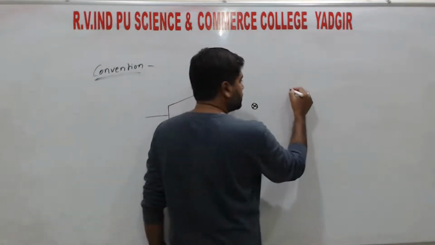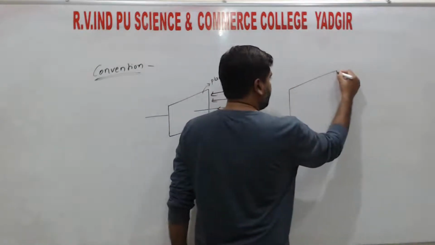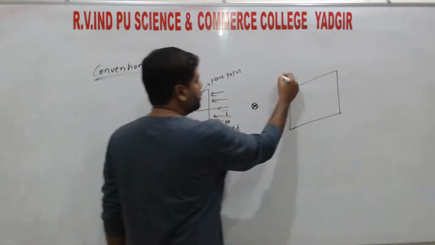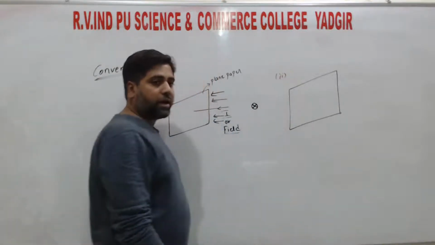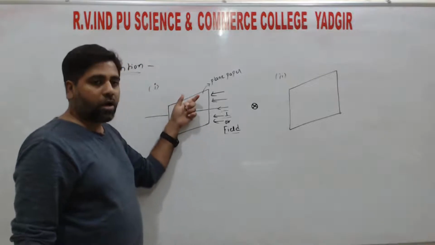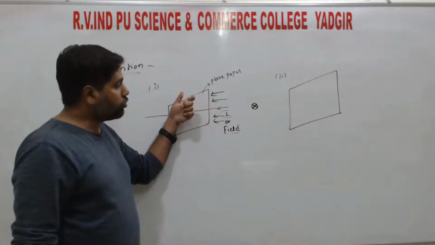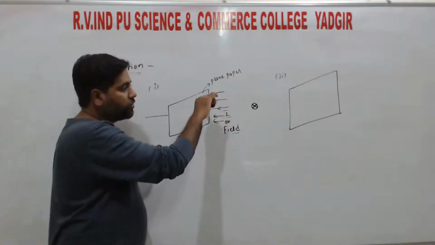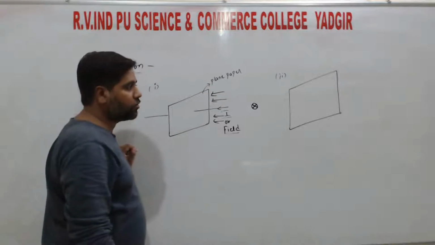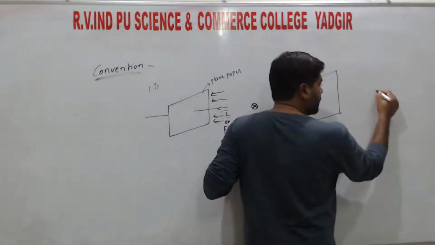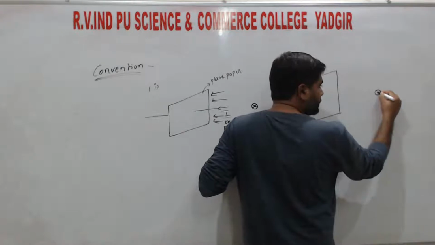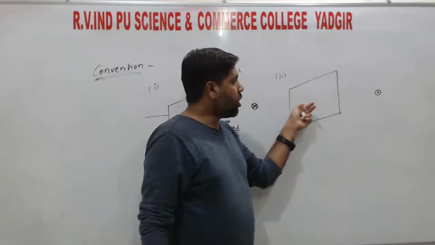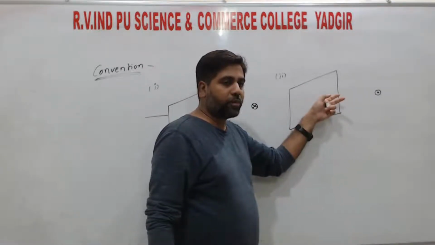So the other one is, the current or magnetic field which is coming outside, emerging out towards us. If current or field is coming out of this board, we represent it by drawing a circle with a dot inside. So this indicates the current is coming outwards, emerging outward from the plane of the paper.